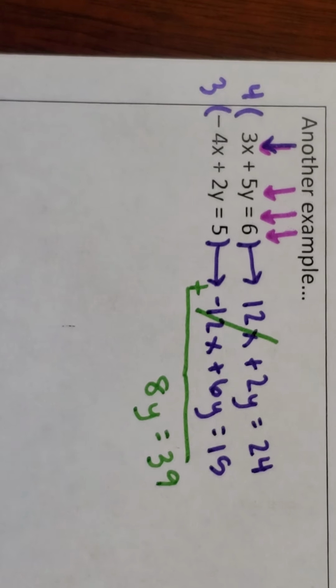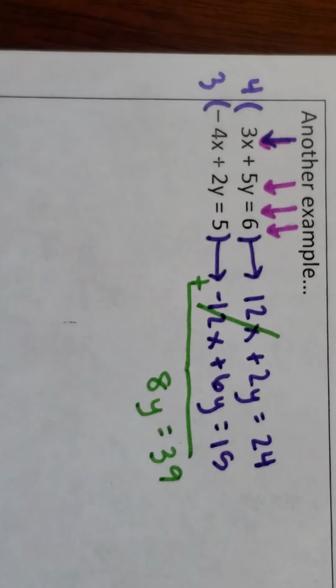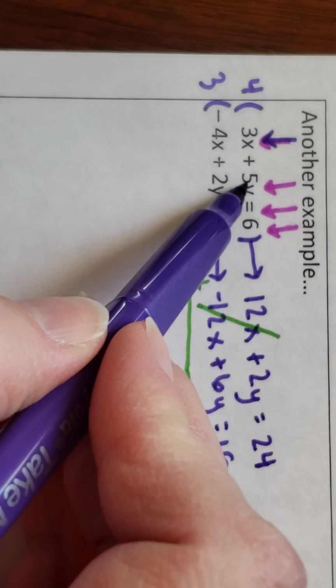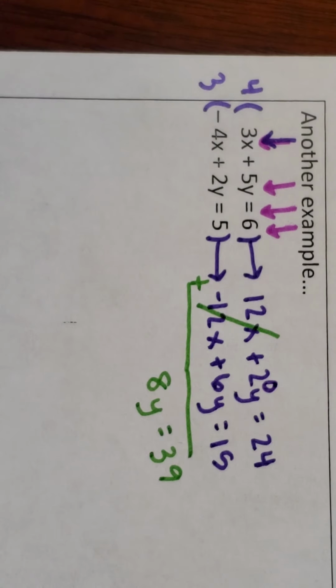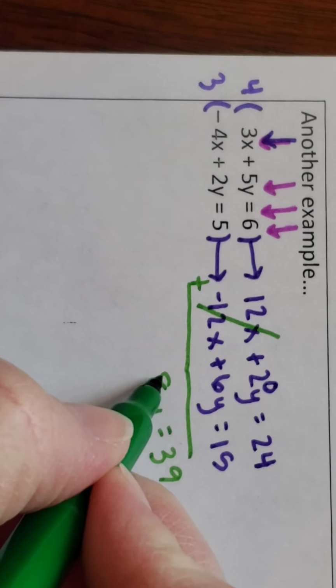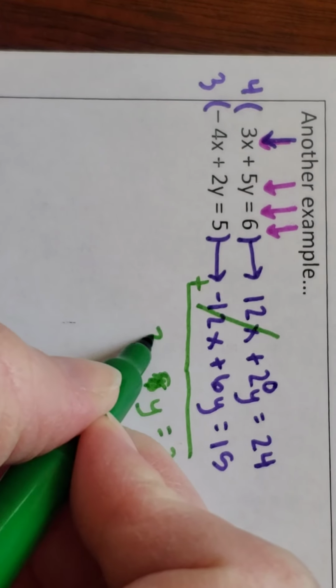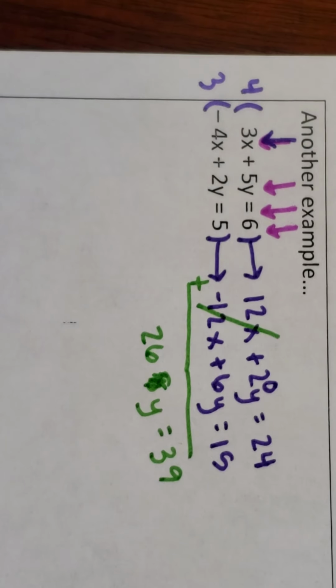And you know what? I'm going to stop there. I made a mistake. This is why you check your work. 4 times 5 is not 2. 4 times 5 is 20. And then so 20 plus 6 is not 8. It's 26. Okay. Keep going.